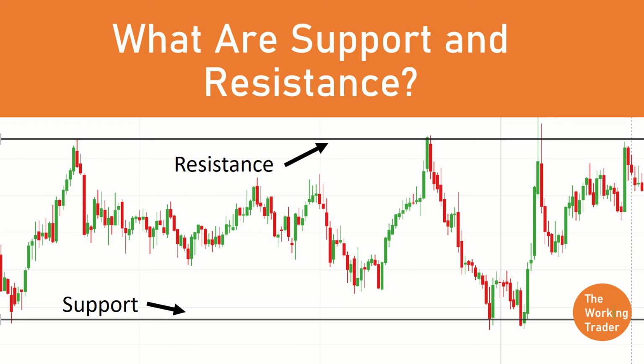So what are support and resistance? Simply put, resistance is a place or a price where there are a lot of sellers, and support is a place or a price where there are a lot of buyers. And when you look at it on a chart, it does look just like support and resistance. On the bottom you've got this support level where the price keeps bouncing up off of, and at the top you've got this resistance level where the price can't seem to break through.